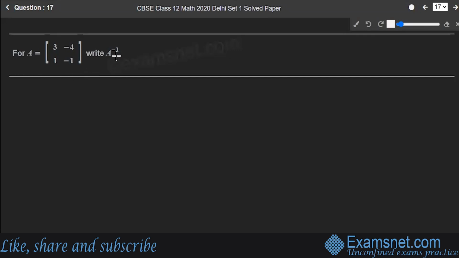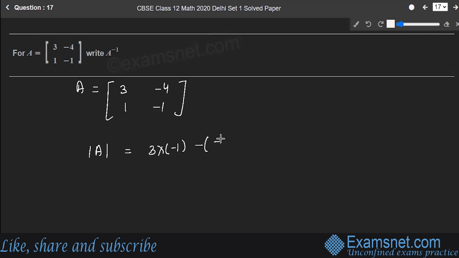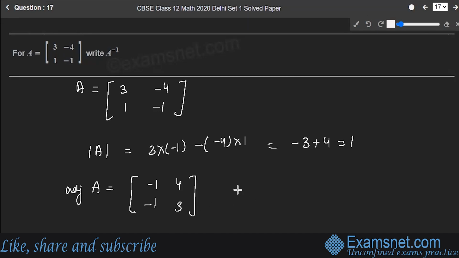For A given by this matrix, what is the A inverse equal to? You're given A is equal to 3 minus 4, 1, minus 1. Determinant of A will be equal to 3 into minus 1 minus of minus 4 into 1, which is 1. Okay, let's talk about the adjoint of A. Now, adjoint of A will be given by minus 1, minus 1, 4, 3. Now, how did I get this adjoint?